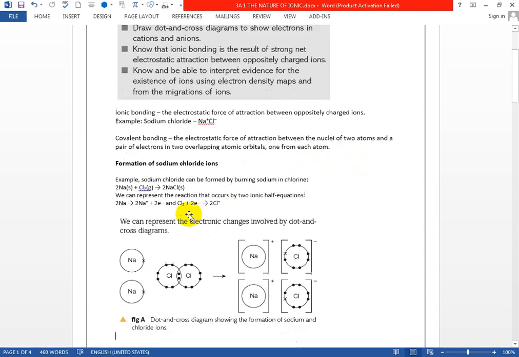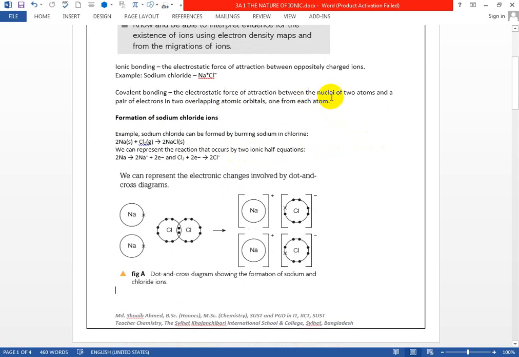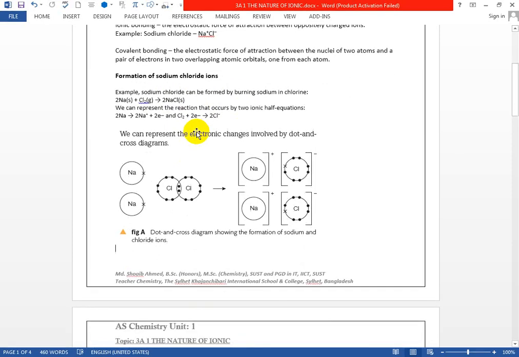How is ionic bonding formed? Look at the covalent bonding definition here also. This is also an electrostatic force of attraction between the nuclei of the two atoms and a pair of electrons in two overlapping atomic orbitals, one from each atom. Okay, this is the difference between ionic bonding and covalent bonding. Now, how is an ionic bond formed?